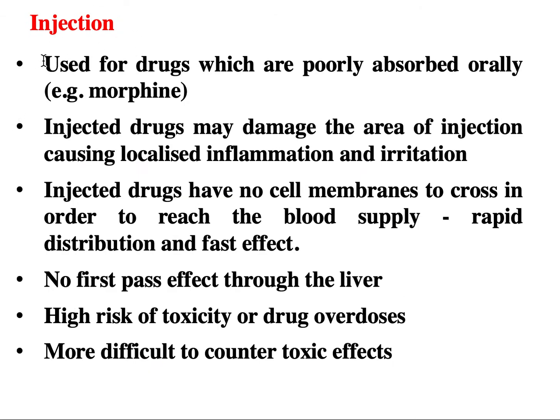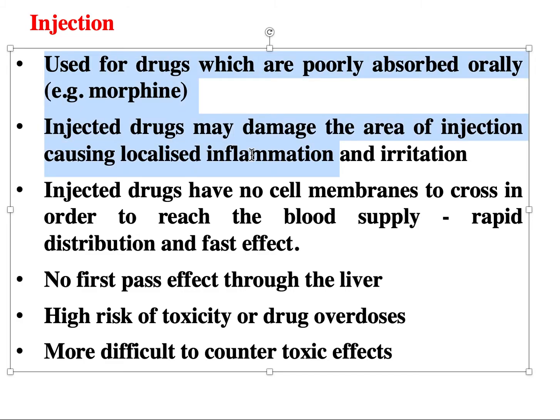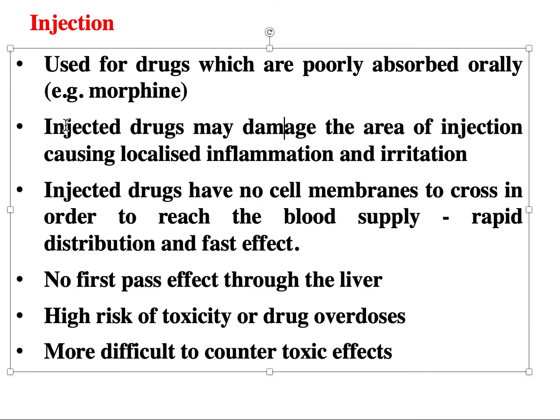Okay. Injections are used for drugs which are poorly absorbed orally. So this can be something like morphine or obviously heroin. Injected drugs can cause local inflammation. They hit the blood supply. They don't have the first pass effect because they're in the bloodstream already, but they are going to meet the liver, of course. But you're going to have a higher risk of toxicity because you have not given the liver any chance.